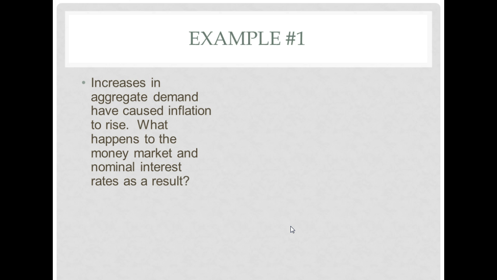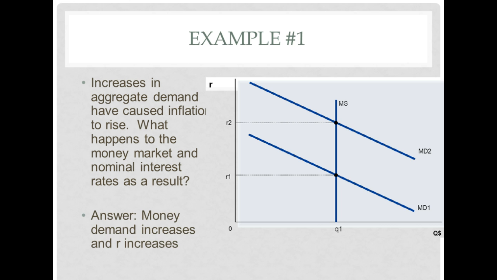Let's try an example together. All right, our example here is increases in aggregate demand have caused inflation to rise. Based on that, what happens to the money market and nominal interest rates as a result? Okay, well, if inflation is rising, we just learned that people are going to need more money in their pockets to purchase the things they'd like to purchase. So that means that money demand is going to increase. And because money demand is increasing or shifting to the right, interest rates are rising. And that is exactly what I would like to see you have on your paper.